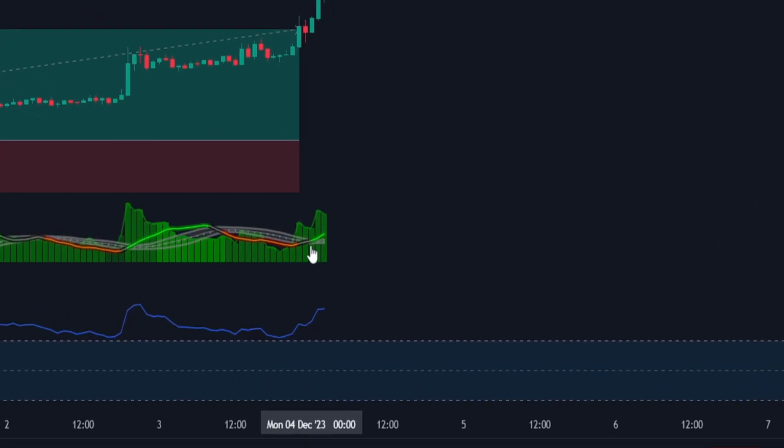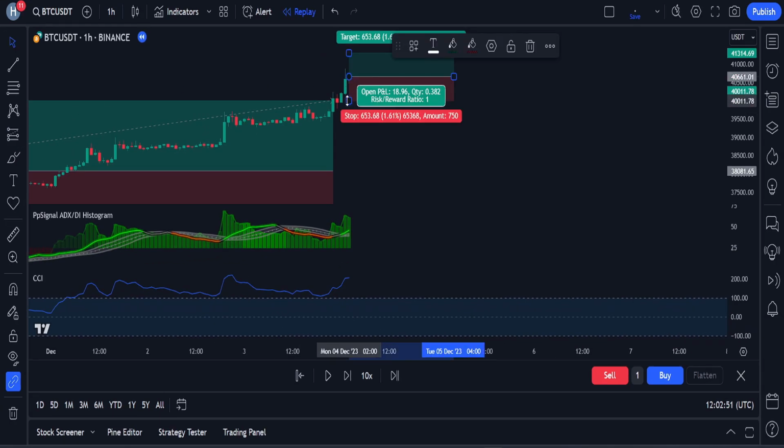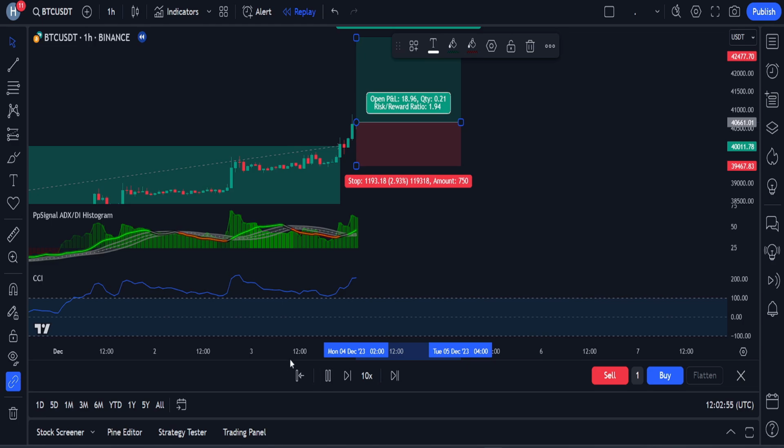Here we can see we got a buy signal and the histogram is green in color. And this signal is also confirmed by the CCI indicator, as we can see the CCI line is above the 100 level. So we can open a buy trade here. I hope you have understood the rules and conditions for entering a buy trade using this strategy.